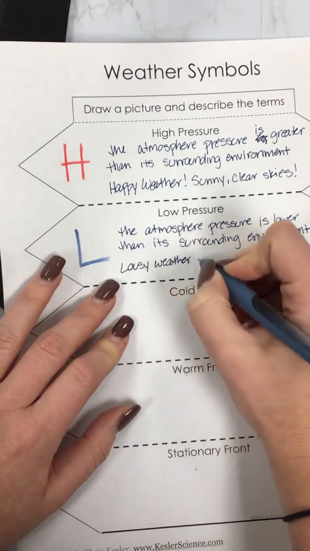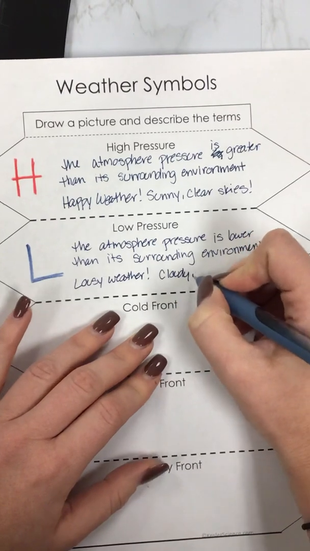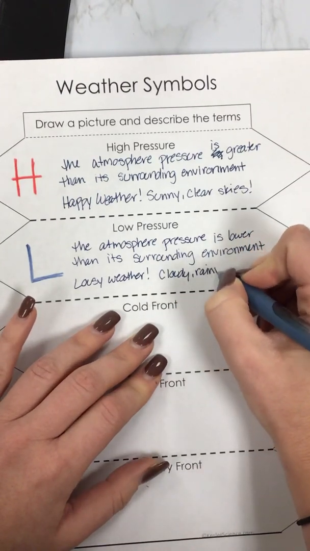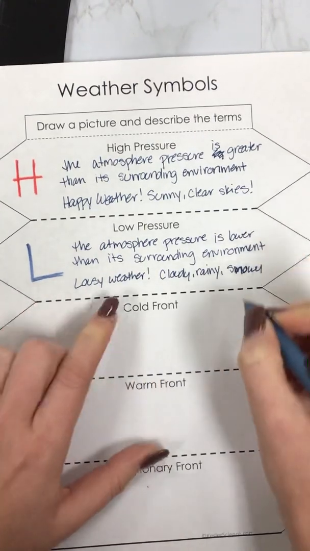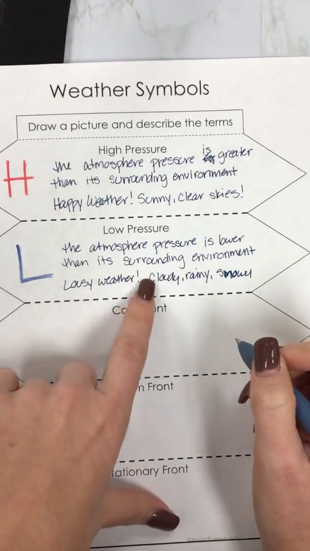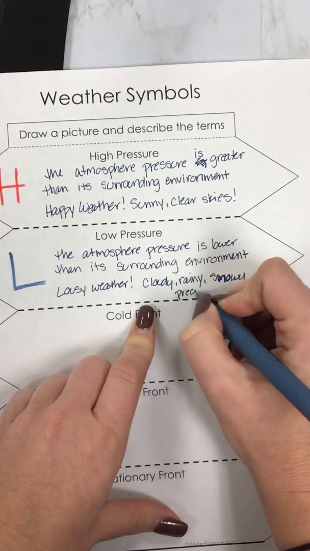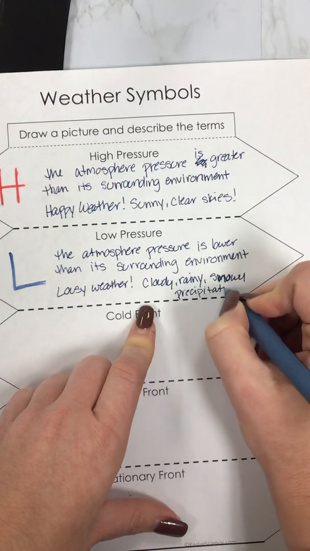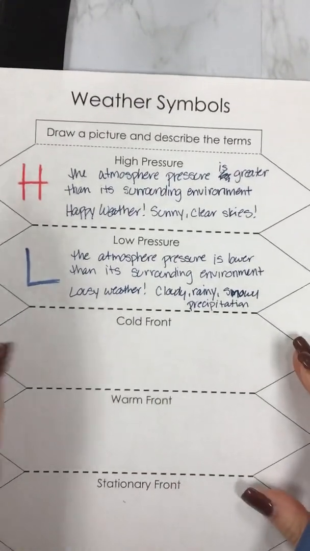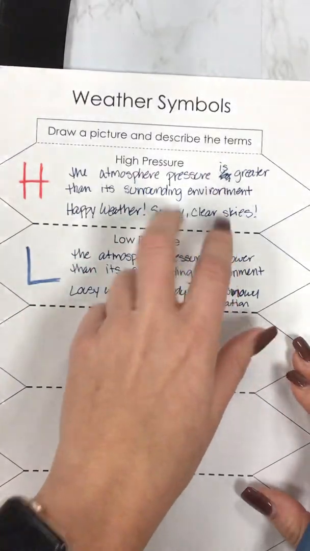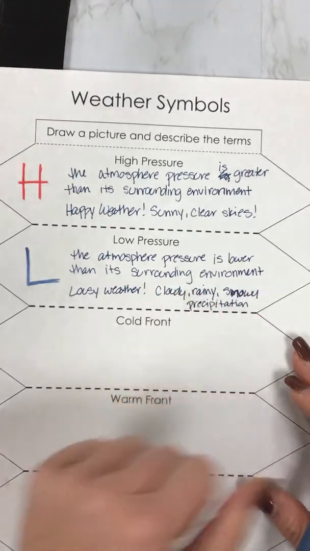So what does that mean? It means it could be cloudy, rainy, snowy, it's sleeting. Okay, so if you have lousy weather, low pressure system, we're thinking cloudy, rain, snow, sleet, hail, we're thinking precipitation. So pressure systems let us know what it looks like outside. High pressure, sunny, clear skies. Low pressure, cloudy, rainy, snowy, sleet, hail. We're looking at clouds and precipitation.